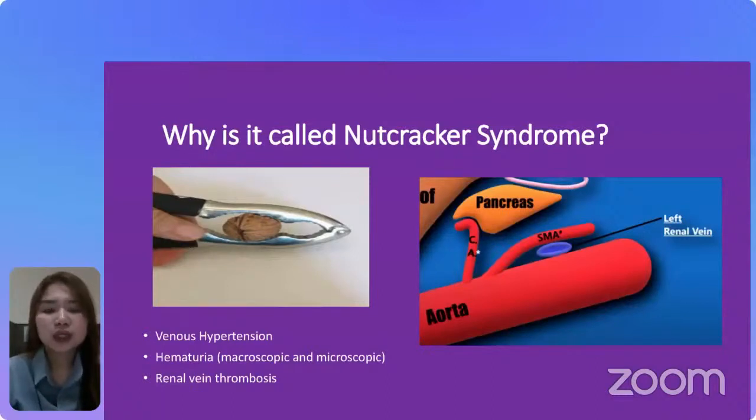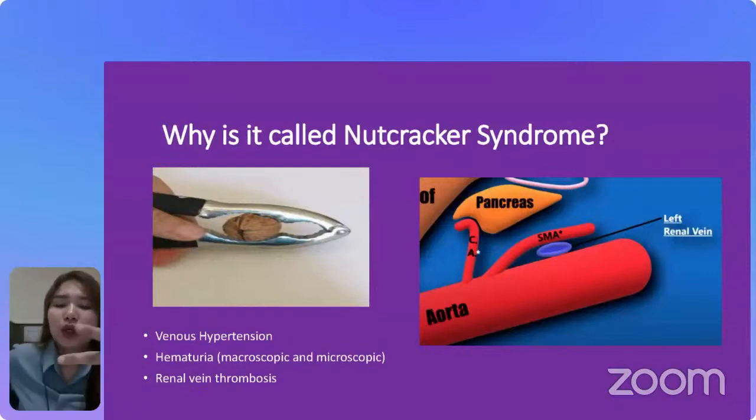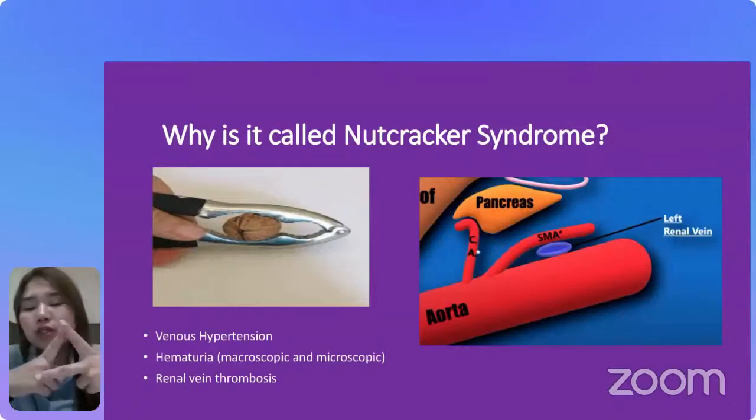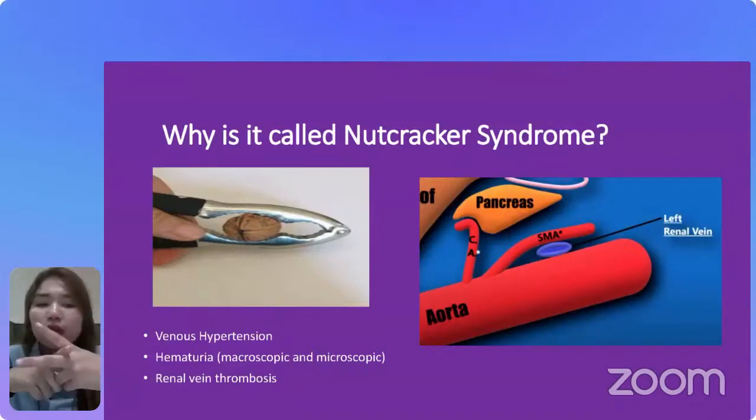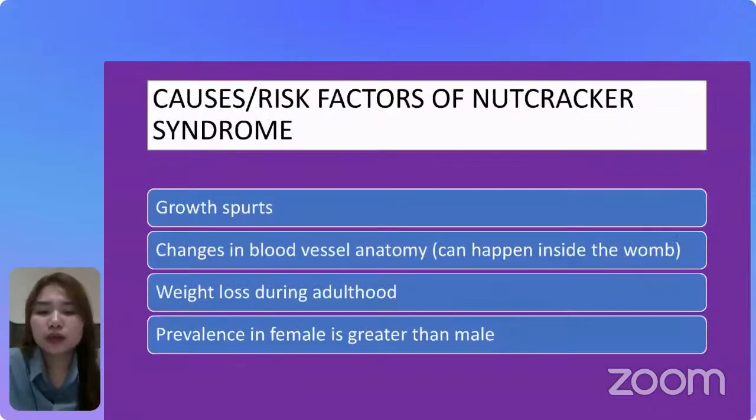As we can see here, the left renal vein passes in between the SMA and the aorta. Here's the aorta, here's the superior mesenteric artery, and here's the left renal vein.